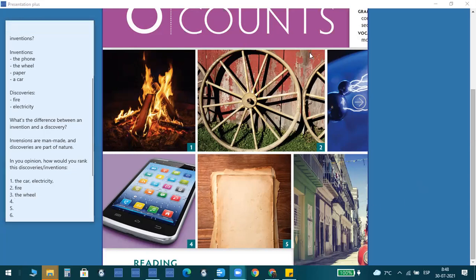Bernie, what about you? Which one is the number 4 for you? Paper. All right. Paper. Alondra, what about you? Which one would be number 5? The 5th most important invention. The phone. All right. And lastly, we have the car and electricity on the top.